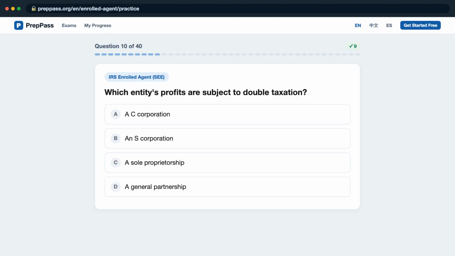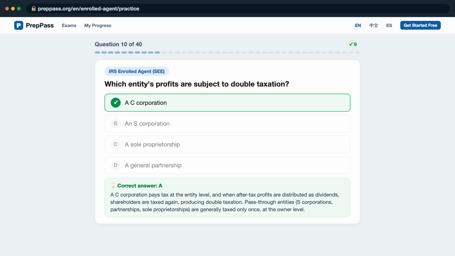Question 10. Which entity's profits are subject to double taxation? Is it A, C corporation? B, an S corporation? C, a sole proprietorship? D, a general partnership? The correct answer is A.